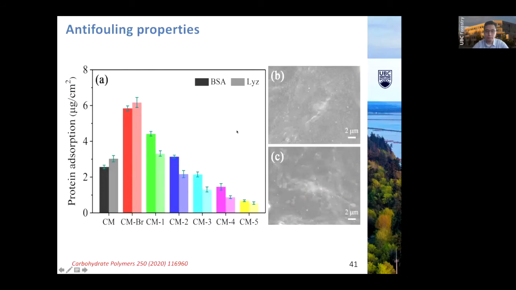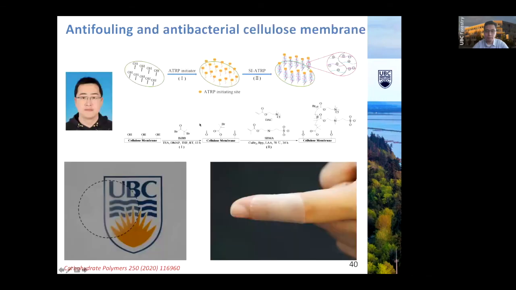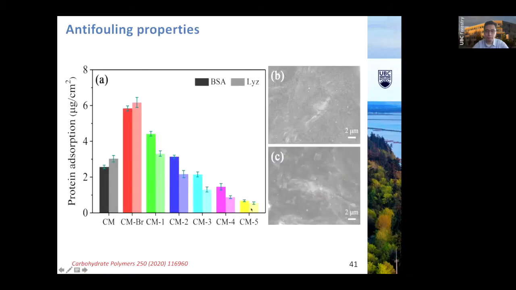This is the anti-fouling property. We use different proteins, negatively charged and positively charged, BSA and lysine. So basically CM1 and CM5. CM1 is all PDAC, so for example all quaternary amine, and then CM5 is all PSBMA. The PSBMA graft has a higher water affinity, therefore it has lower protein adsorption.